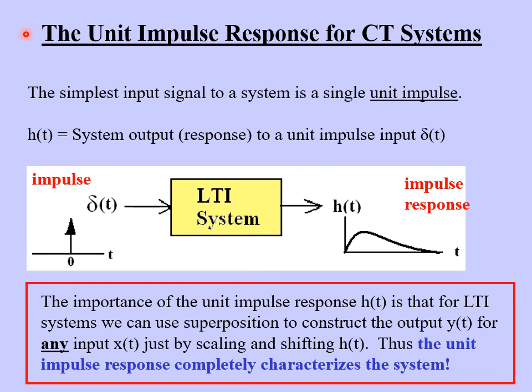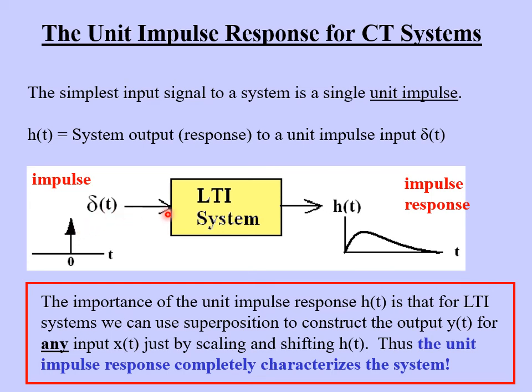We saw in part 1 that the simplest input signal to any system is a single unit impulse. So for continuous time systems, remember our impulse is a function which we designate as a delta function, delta of t, and it looks like a spike. And remember, this spike is infinitely tall and infinitesimally narrow, but it has a total area of 1.